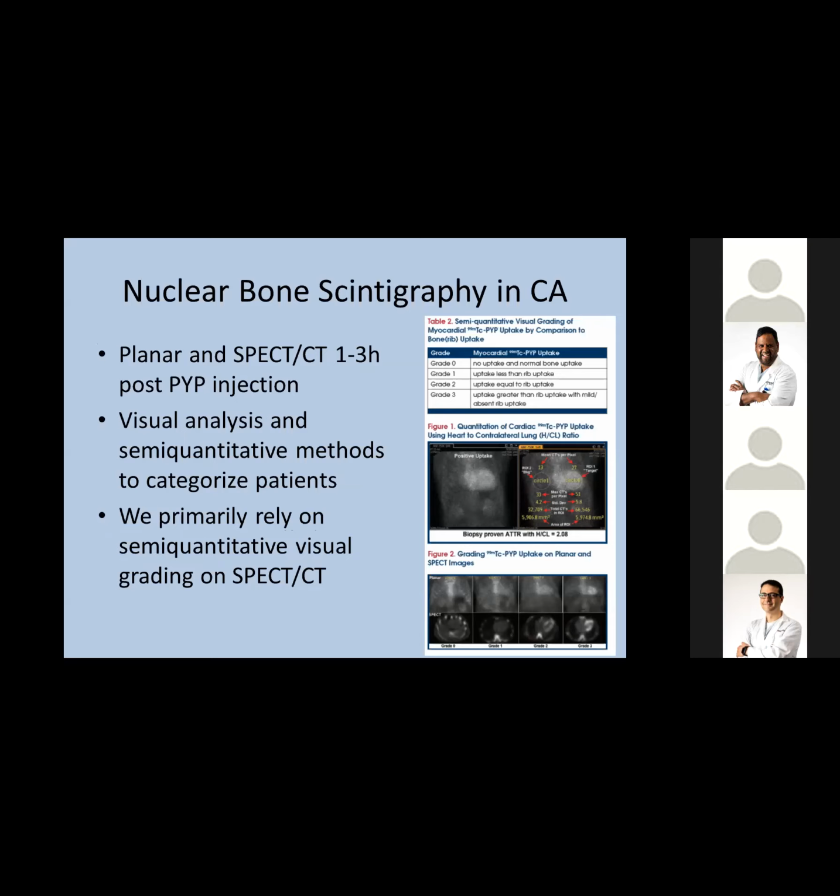There are some guidelines suggesting using ratios of the heart to contralateral lung, so you can kind of compare the uptake in the heart to the opposite side of the chest on planar images. And we've found, and similar to our colleagues in Halifax, that SPECT CT is much more reliable for this because we tend to have a lot of blood pool activity that gets confounded as cardiac uptake on planar imaging. So we use SPECT CT and rely more so on that.